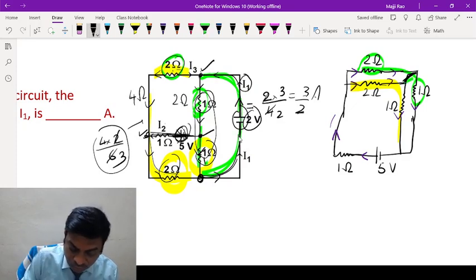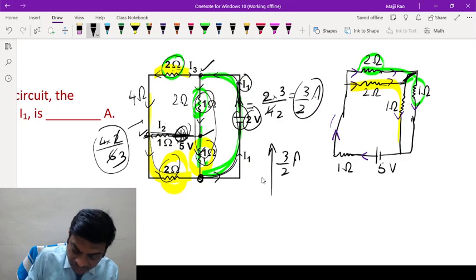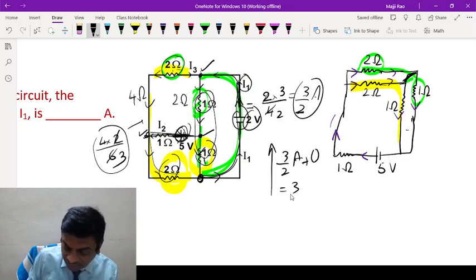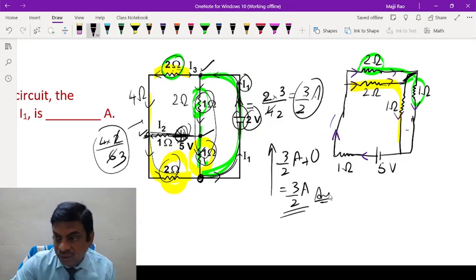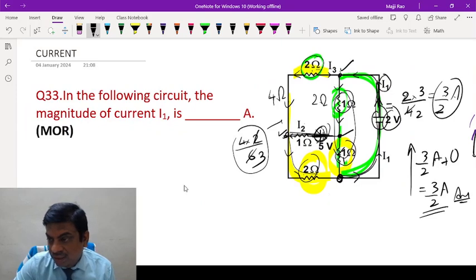Now superimpose both the currents. In the previous case, we got a current equal to 3 by 2 ampere in this branch, and in the second case, we got 0 ampere. So the final answer is 3 by 2 ampere. After superimposition, we got this. So 1.5 is the answer.